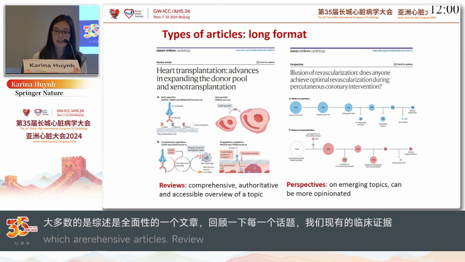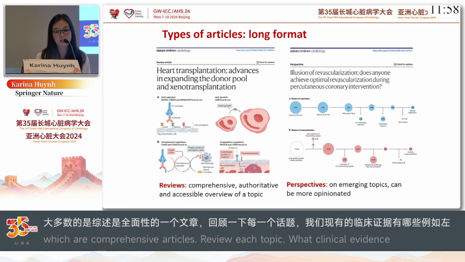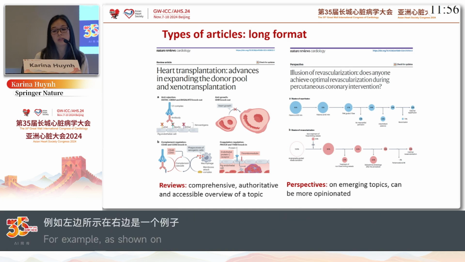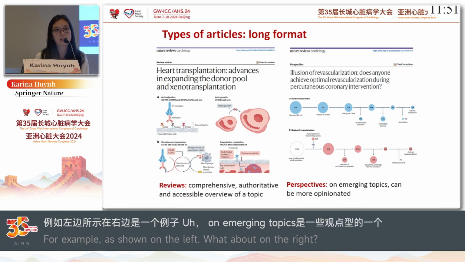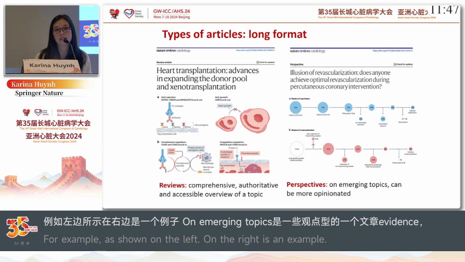On the right here is an example of a perspectives article. These are on emerging topics. They can be a bit more opinionated, a bit less evidence-based, and really discuss the opinions of an author or of an author team.